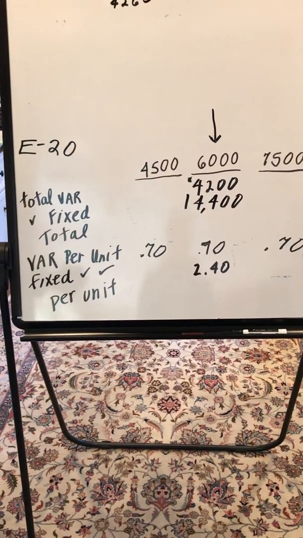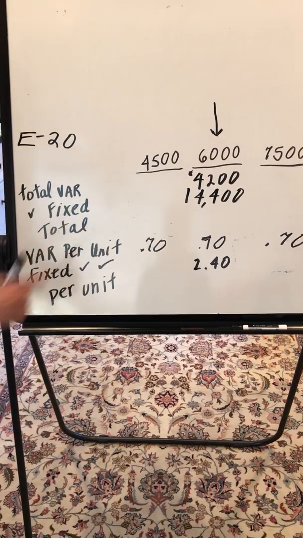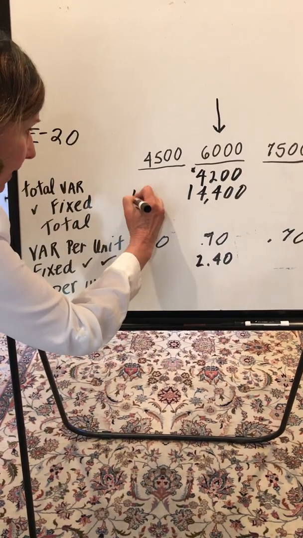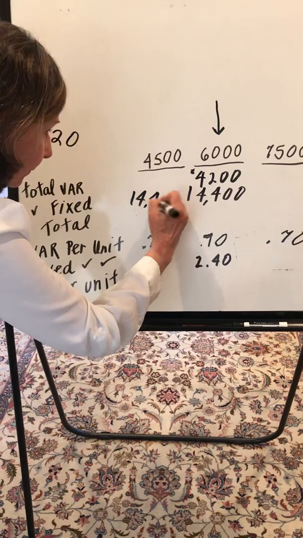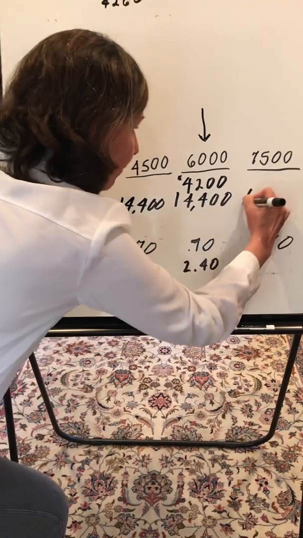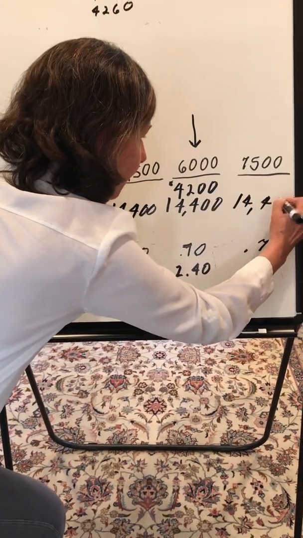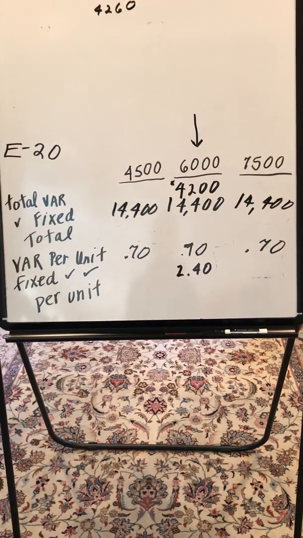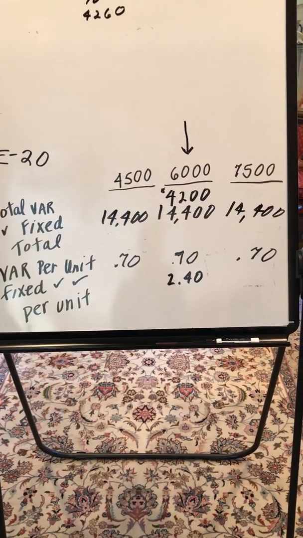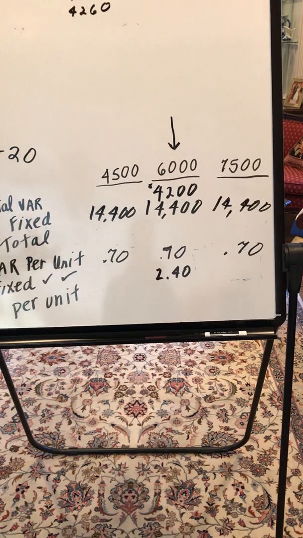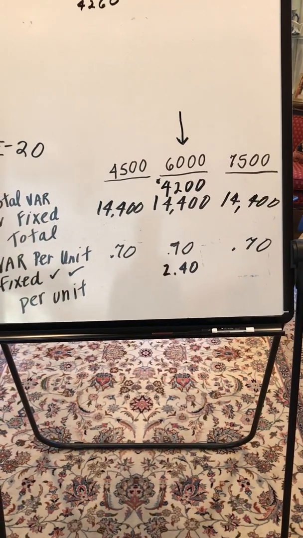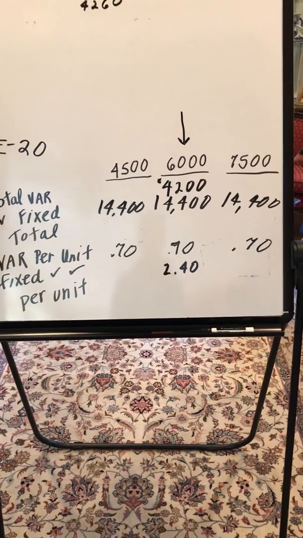And by the way, these are fixed costs. So now we can fill in these two blocks because it'll be $14,400 no matter how many units they clean. That's like their depreciation, it's their fixed costs, things that don't change, property tax and so on.